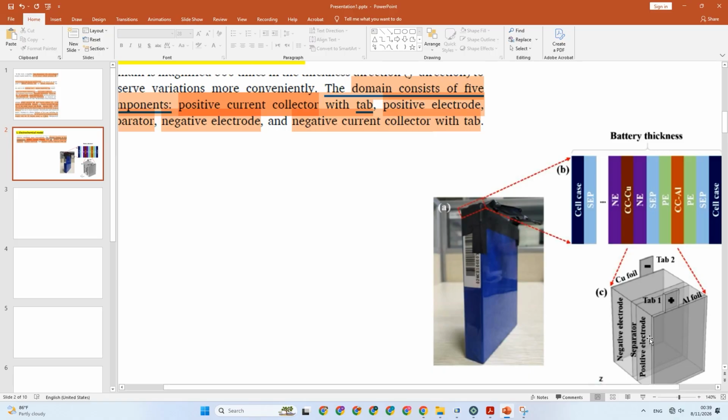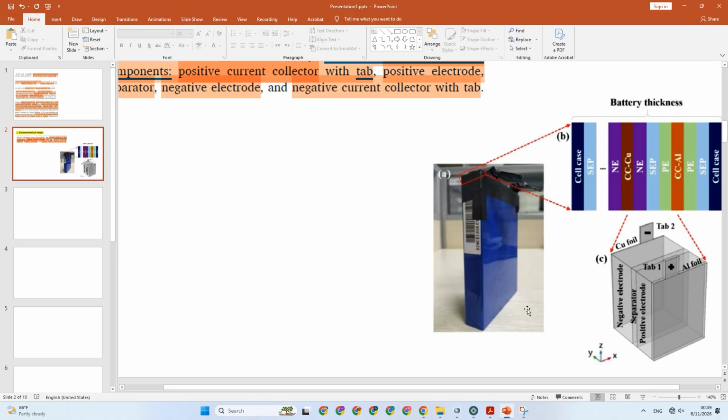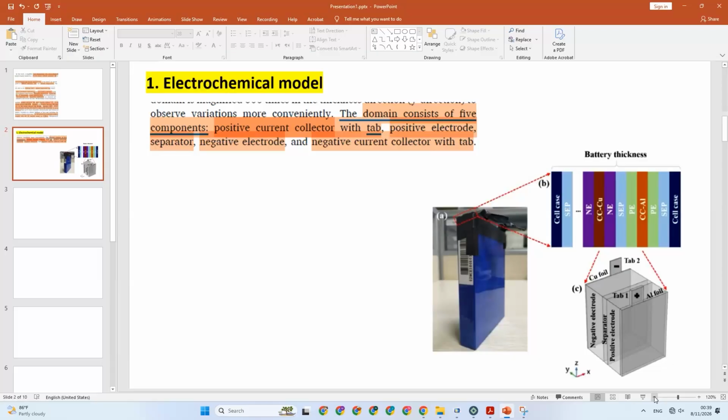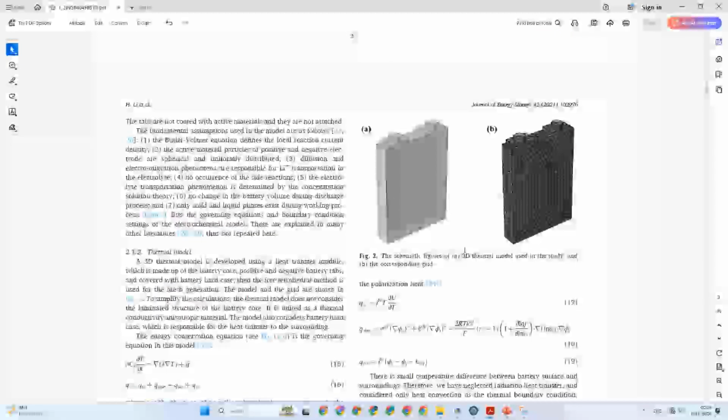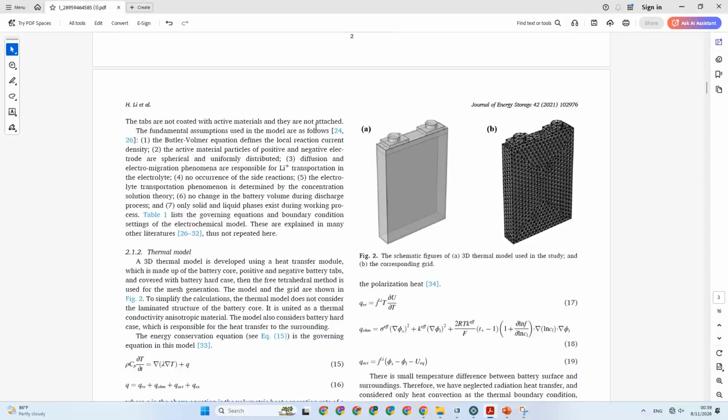Here we have one layer. This is two. First layer, second, third, fourth, and this is fifth. Yes, we have five layers. Okay, we can continue. The tabs are not coated with active material, and they are not attached. It doesn't matter.